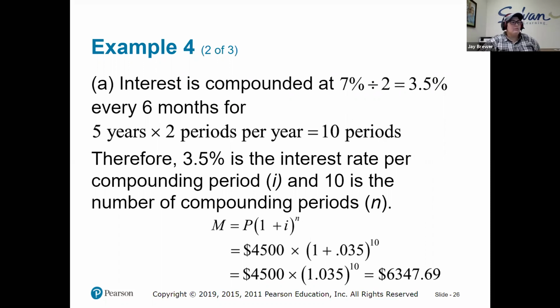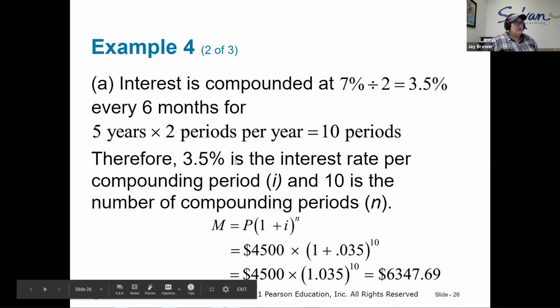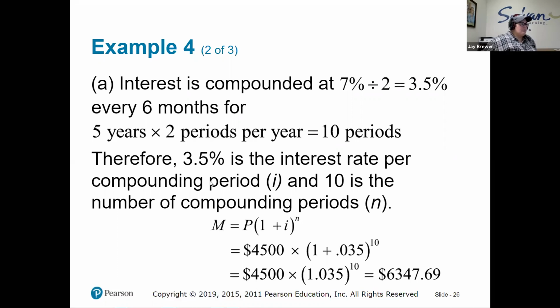It was compounded semi-annually, so you divide 7% by 2, and that will give you a new little i of 3.5% every 6 months for 5 years. So 5 times 2 will give you 10. Therefore, 3.5% is the interest per compounding period, and 10 is the number of periods, so n is equal to 10.